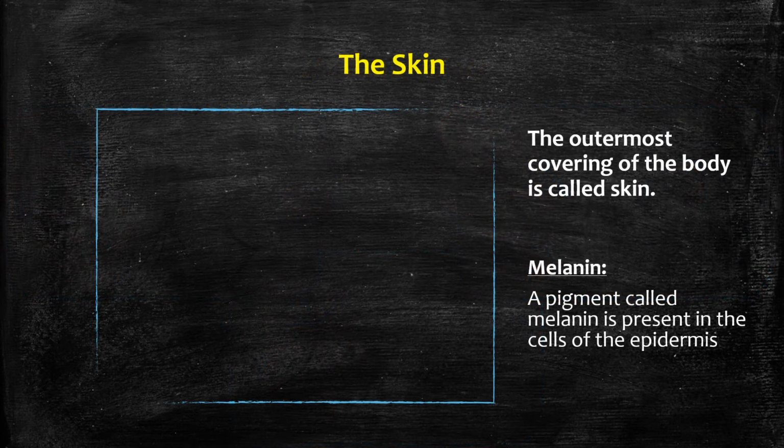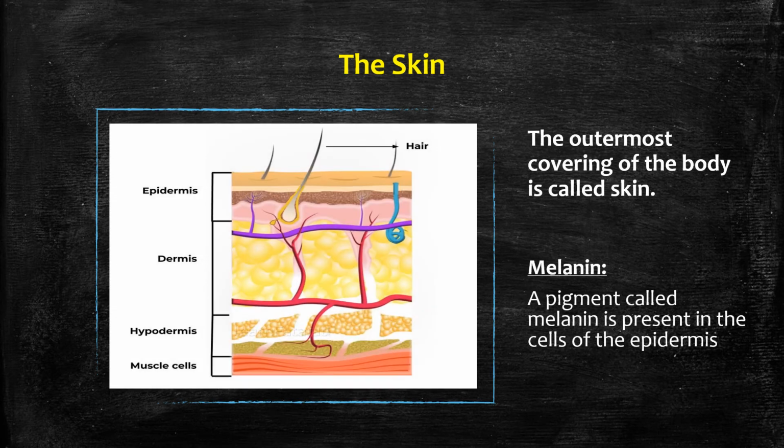Next point is the skin. It is the outermost covering of the body. It is largest organ of all the living organisms. The skin has hair and it is very important sensory organ. We can feel touch because of this organ only. Look at this picture. This is structure of skin.